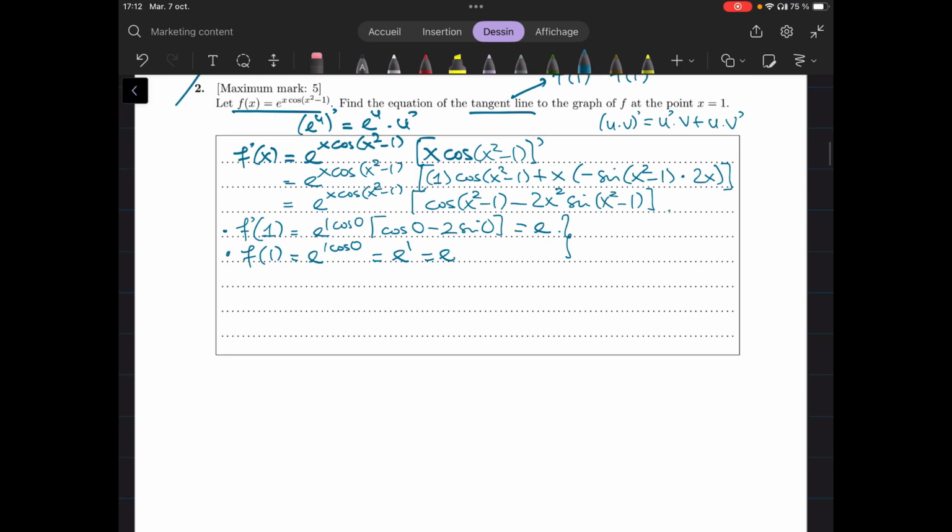Having this information, we can plug into our equation for the tangent line. Y minus f of 1 is equal to f prime of 1 times x minus 1. This value is e. This value is e. Therefore, y is equal to ex. Both answers are accepted, by the way, unless they specify the form of the equation. In this case, they don't. So you can give either one.